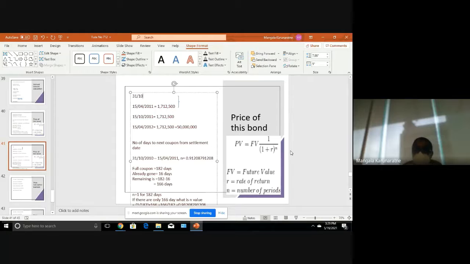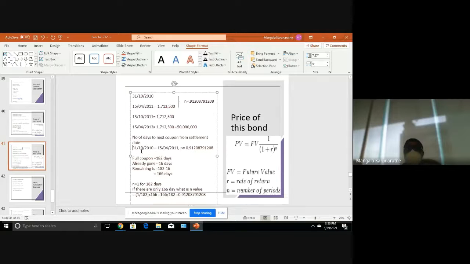Now this is the settlement date, no? 2010, right? You get here n equals 0.91208, right? So here n equals that, because this is a broken period, right? From 31/10/2010 to 15/4/2011. Other full 2 periods are there. Right.